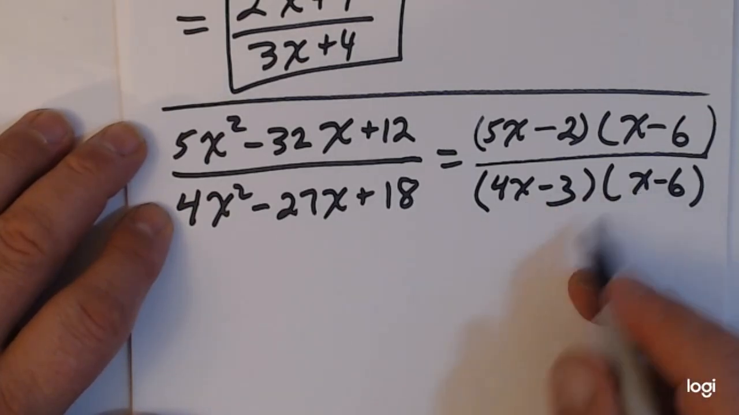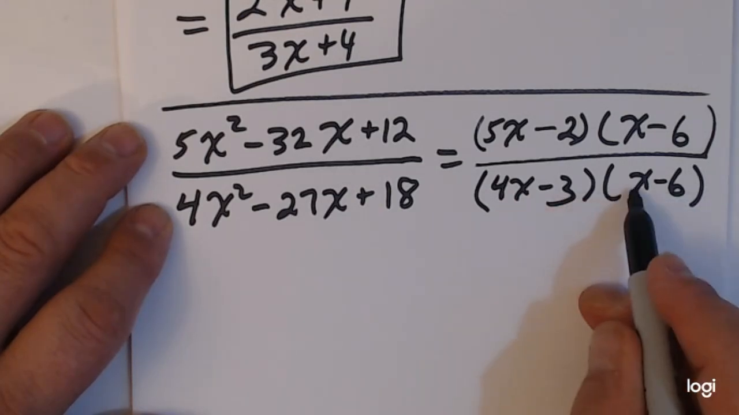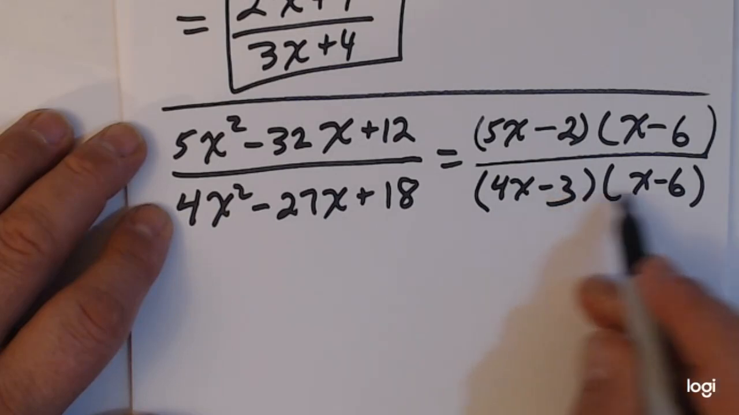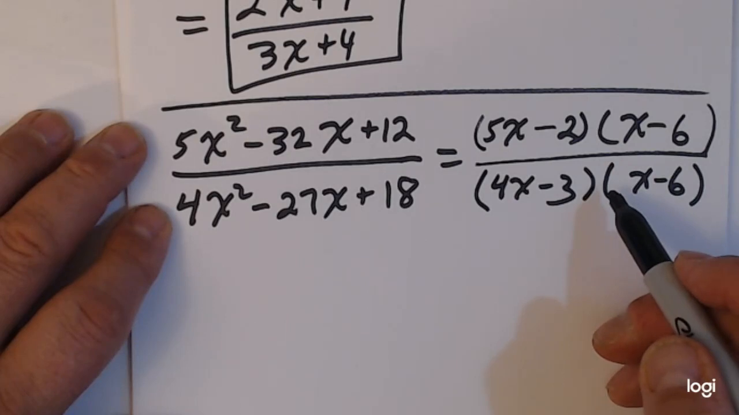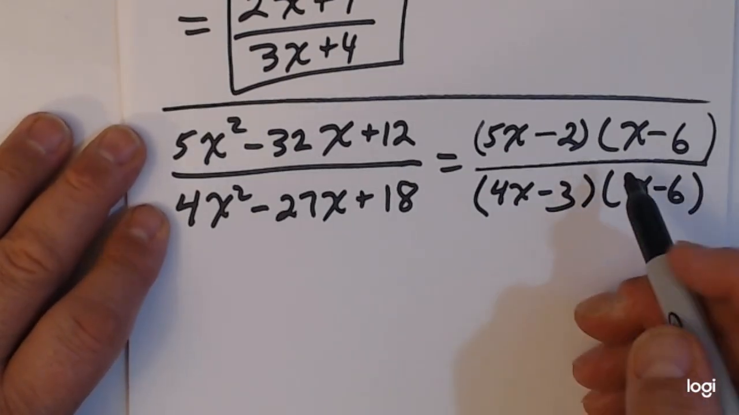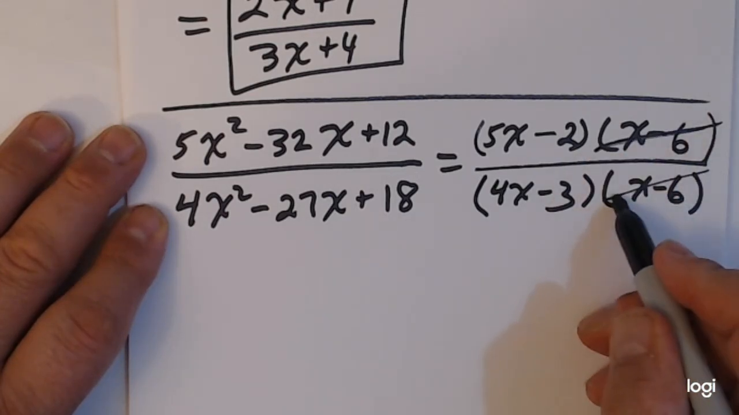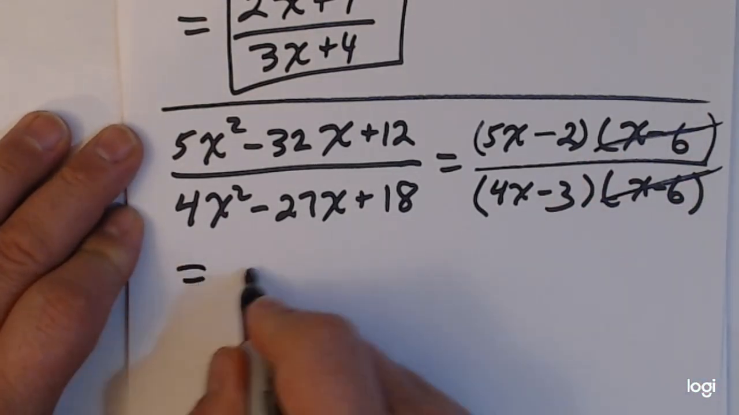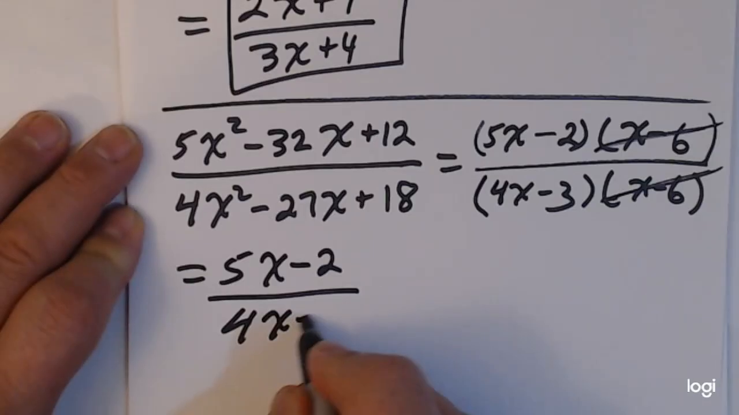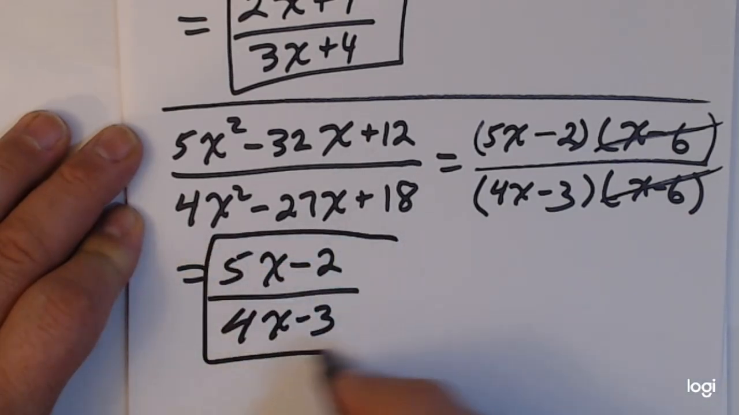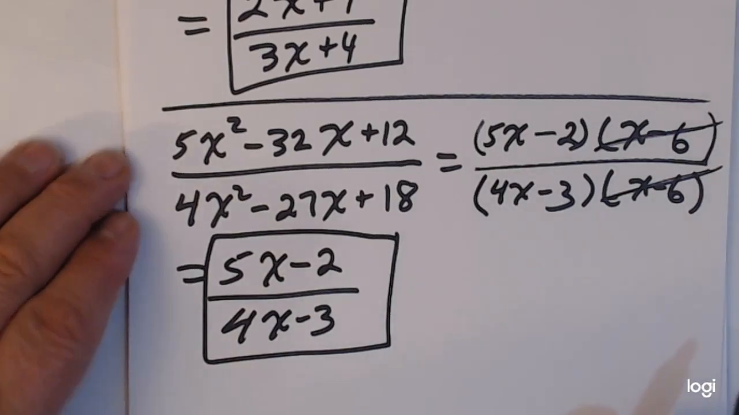4x times x is 4x squared. 4x times minus 6 is minus 24. Minus 3 is minus 27, and minus 3 times minus 6 is plus 18. Okay, so we factored that successfully. The x minus 6's go out. And that leaves us with 5x minus 2 over 4x minus 3. A little more difficult, but not terrible.